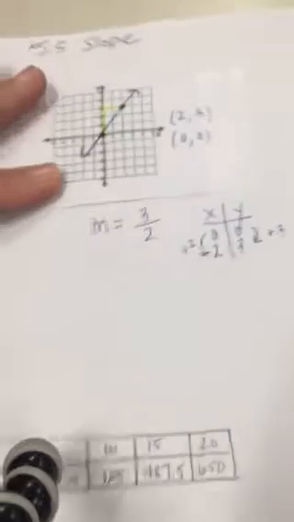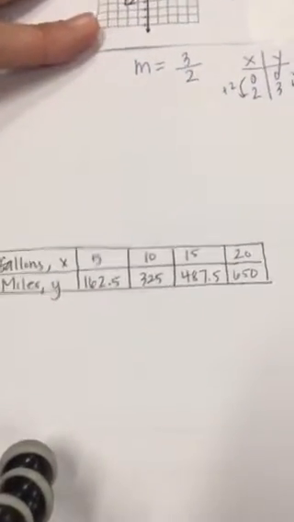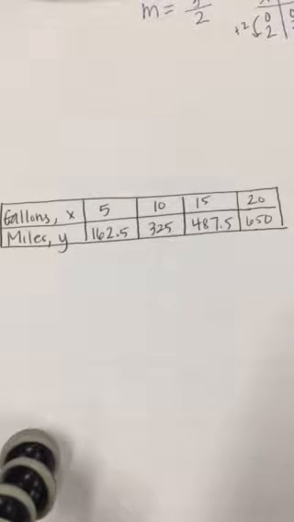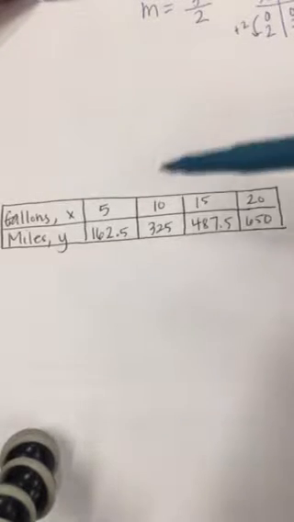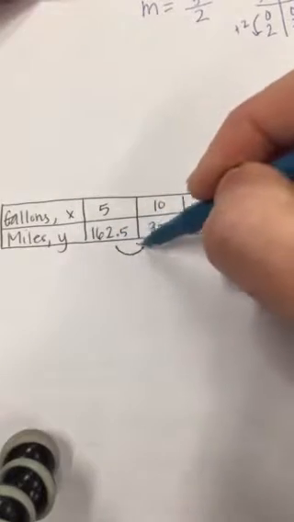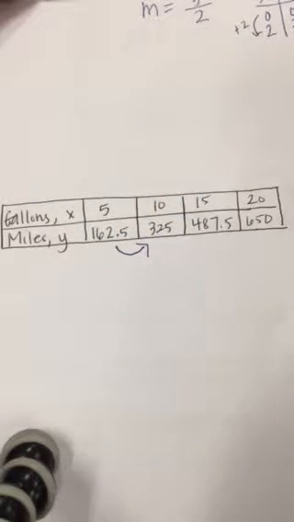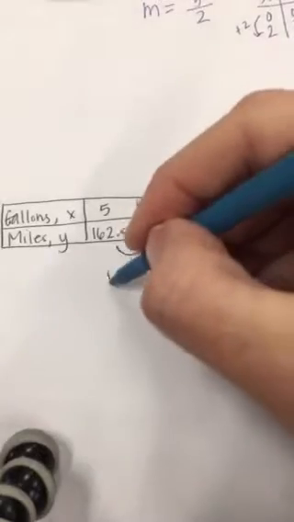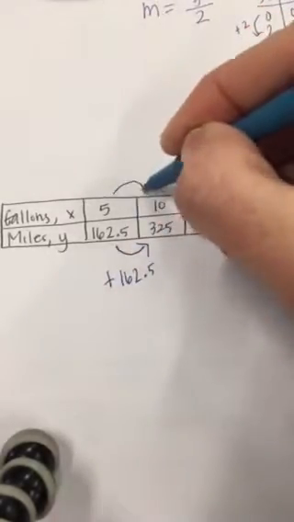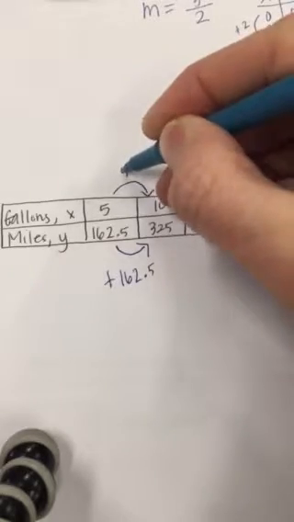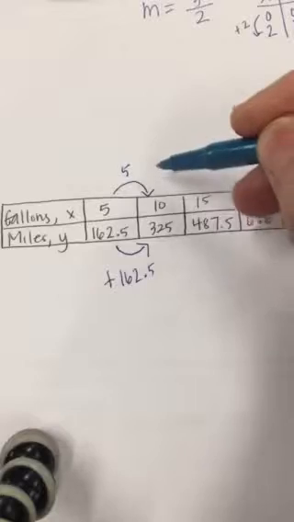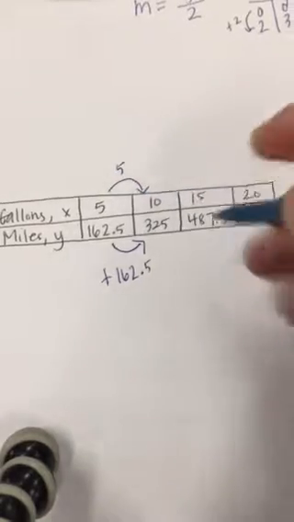The next question I'm going to work out for you is finding and interpreting slope from a table. There's a couple ways we can do this. We can see what's changing, what the rate of change is. So I know that from 162 to 325, that change is 162.5, and the change from 5 to 10 is 5. So I can take my change in y's over my change in x.